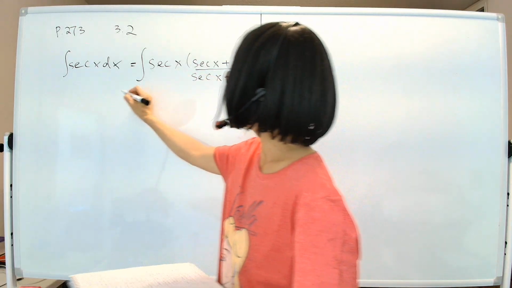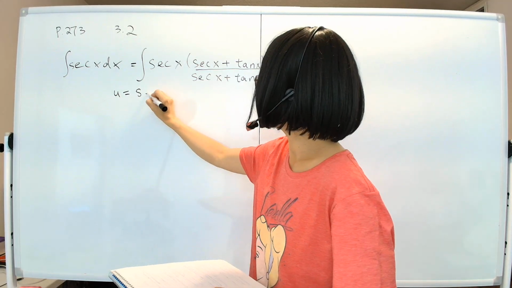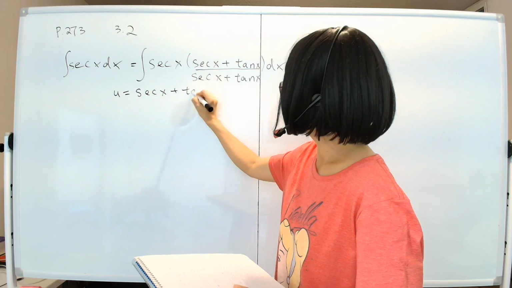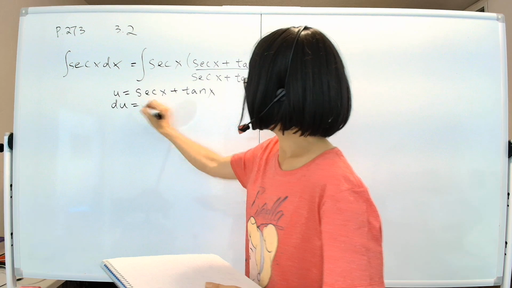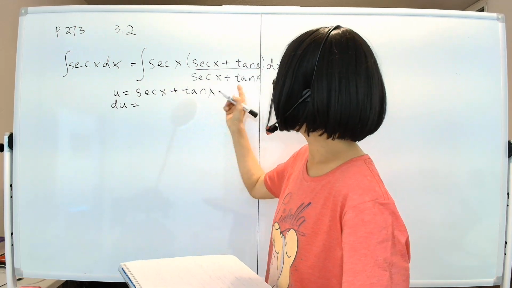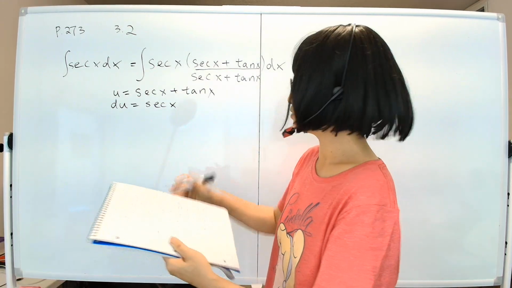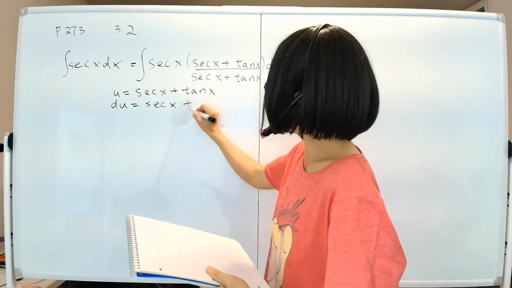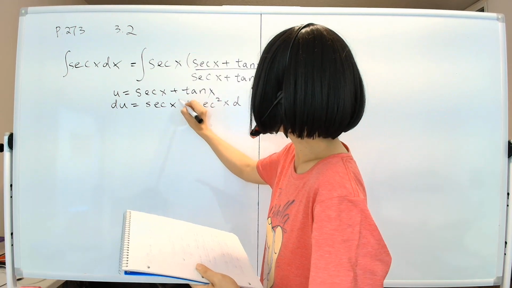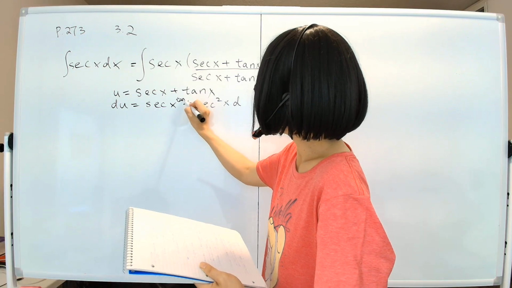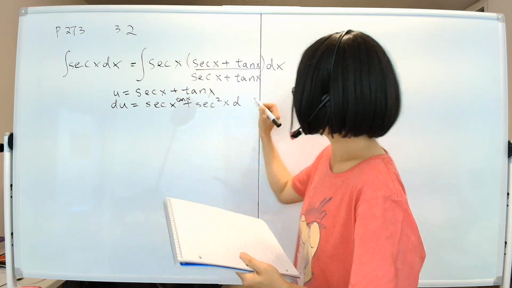The next trick is you let u equal the stuff on the bottom. That is, you let u equal secant x plus tangent x. And then what is du? When you calculate du, the derivative of secant is secant tangent. If you don't remember that, refer to your list of derivatives. And the derivative of tangent is secant squared. The derivative of secant is secant tangent, and the derivative of tangent is secant squared.